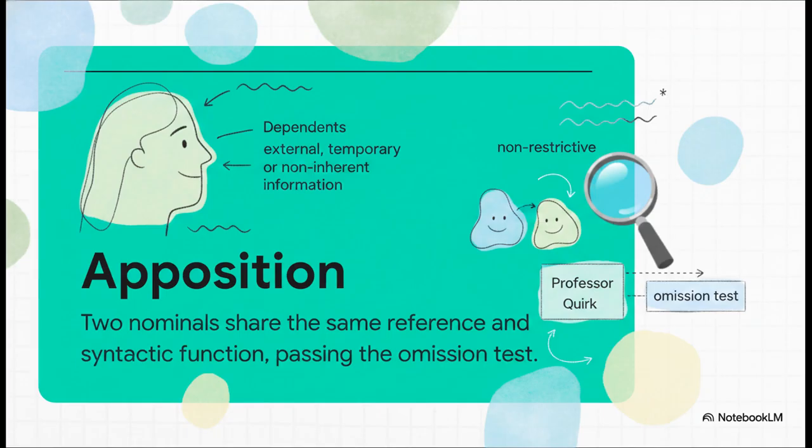Apposition can be restrictive or non-restrictive too. Think about it. My brother, the doctor, is here, with commas, means the doctor is just extra, non-restrictive detail. But my brother the doctor is here, without commas, that restricts the subject. It implies you have multiple brothers and you need to specify exactly which one showed up.